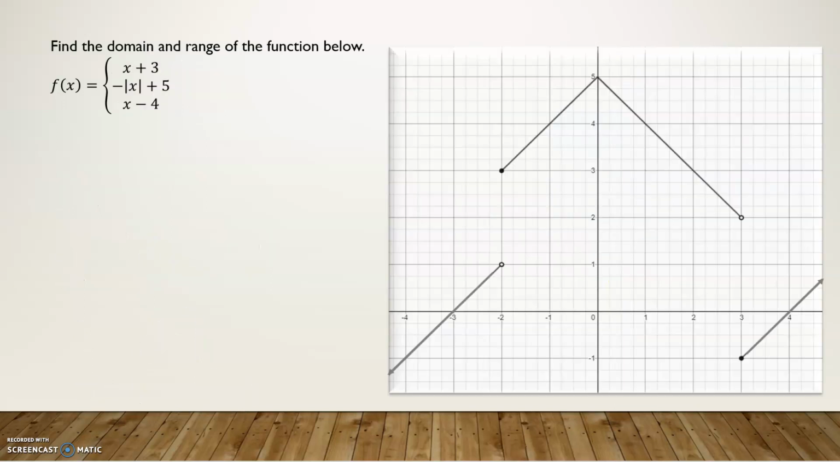Okay, now let's look at this one. Find the domain and range. So x plus 3, that's a straight line, so it looks like it's this one right here. Negative absolute value of x. Absolute value of x is going to look like a V. A negative in front of that is going to make it an upside down V. So it looks like this one right here. And then x minus 4, well, that's another straight line, so this would be this one over here.